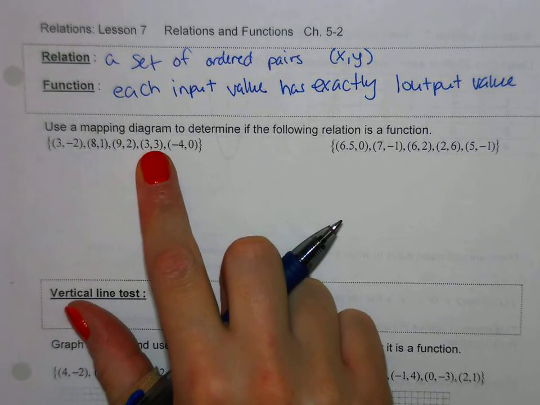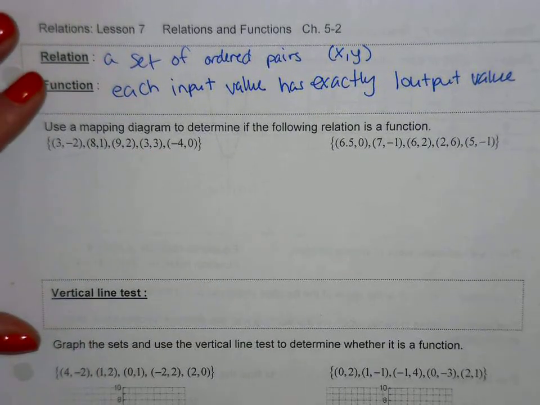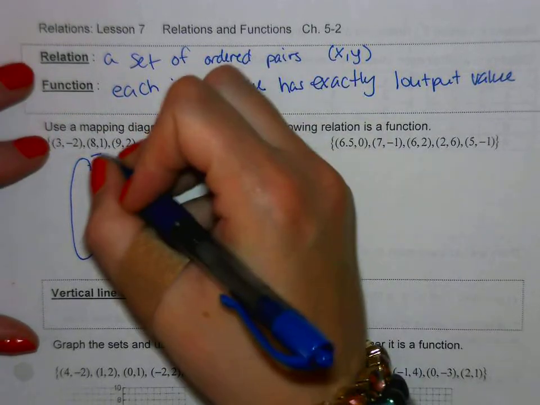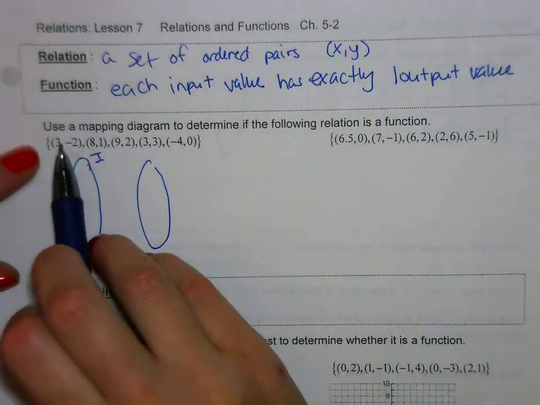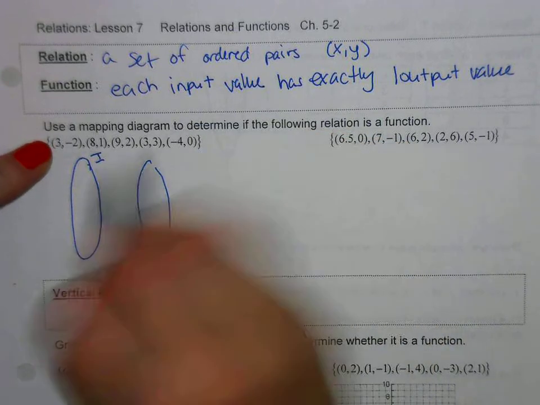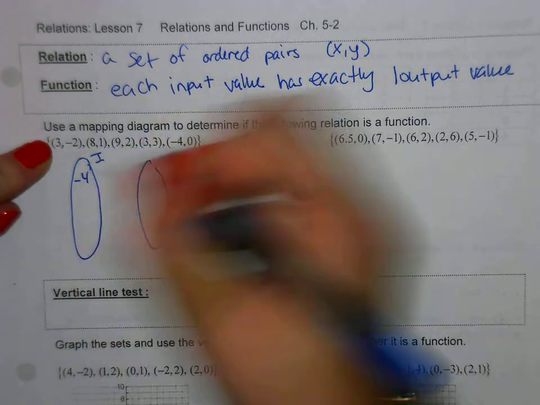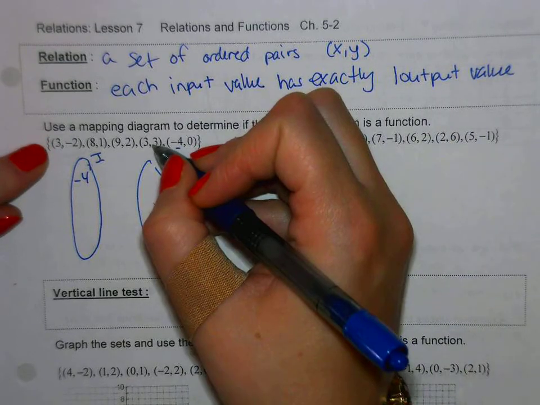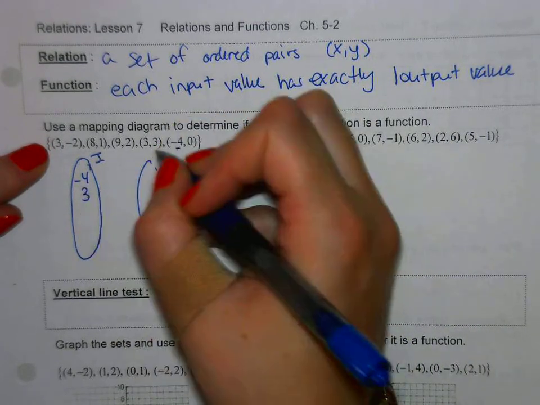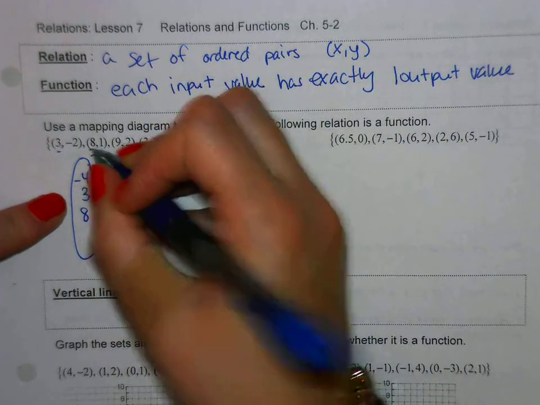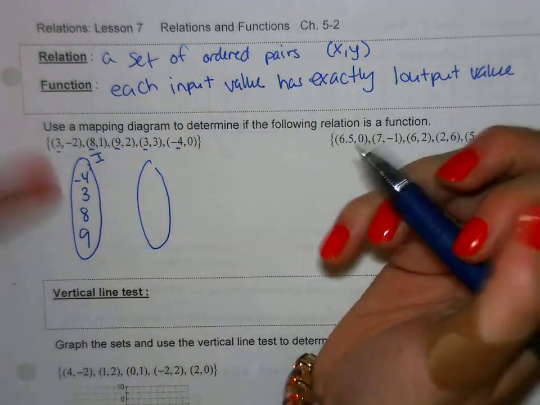So let's use a mapping diagram to determine if the following relation is a function. I need to put my inputs in this one, which are my x values. I need to put them in descending order. So all my x's, my lowest is a -4. Then I have 3. I have 2 of them, so I'm just going to write in 1. Then 8 and a 9.